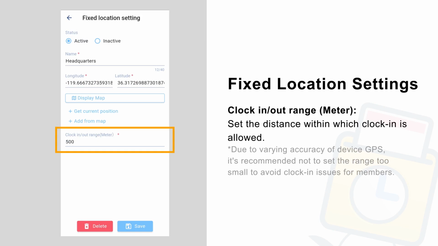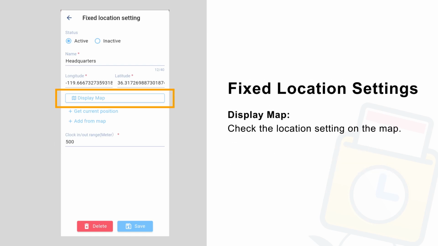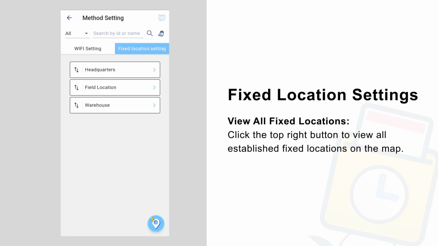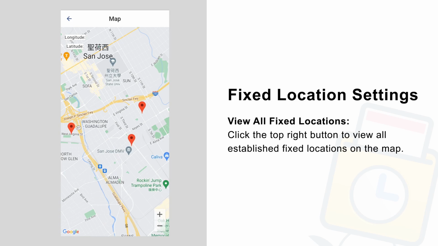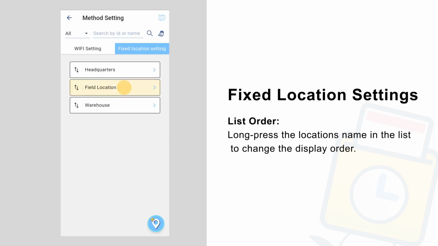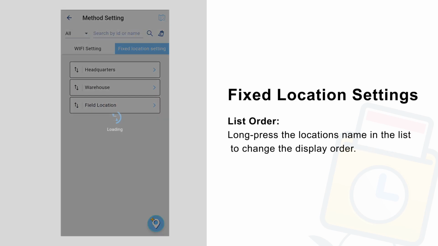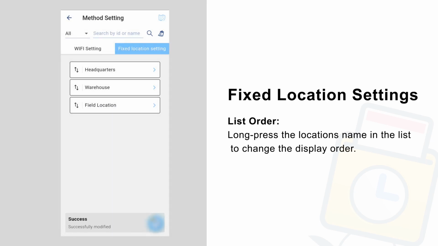After setting the distance, a fixed location clock-in will be allowed within the specified distance. Due to varying accuracy of device GPS, it's recommended not to set the range too small to avoid clock-in issues for members. After setting, you can check the fixed location on the map. Click the map icon in the list page to view all established fixed locations on the map. Long press the location's name in the list to change the display order.